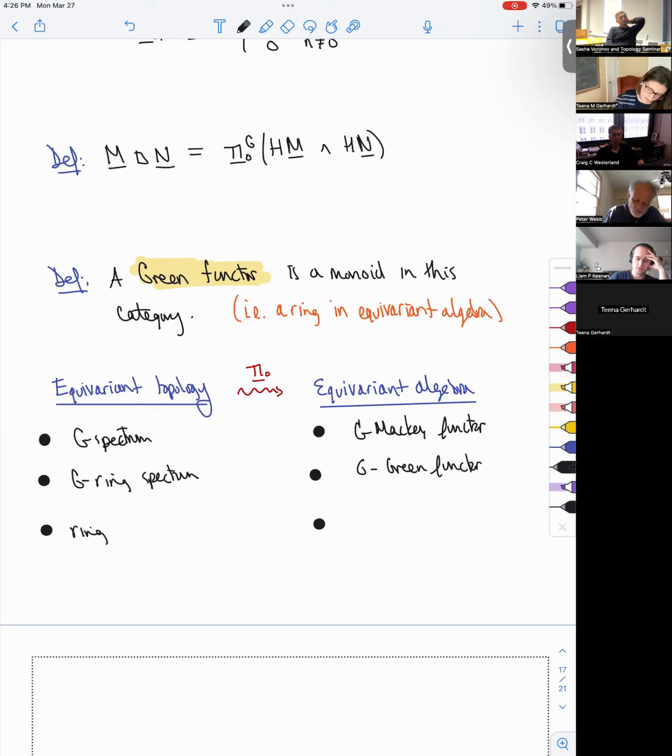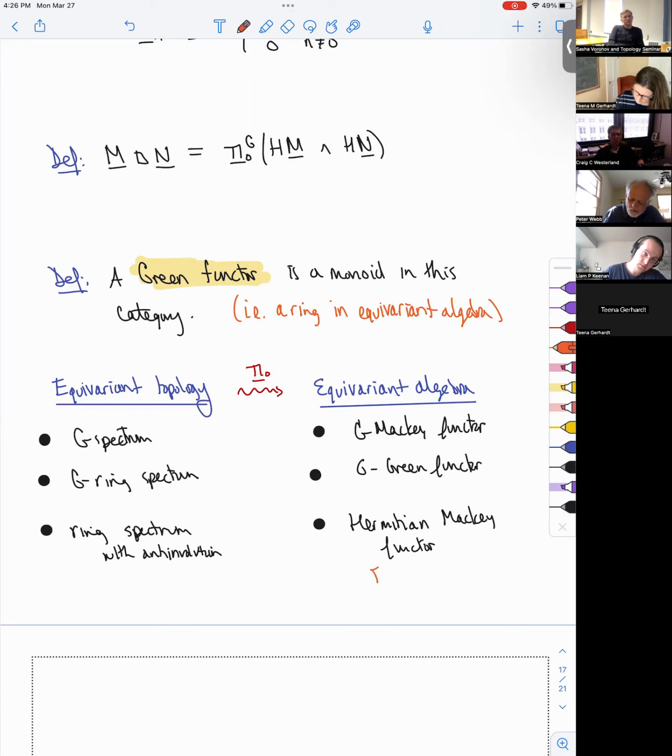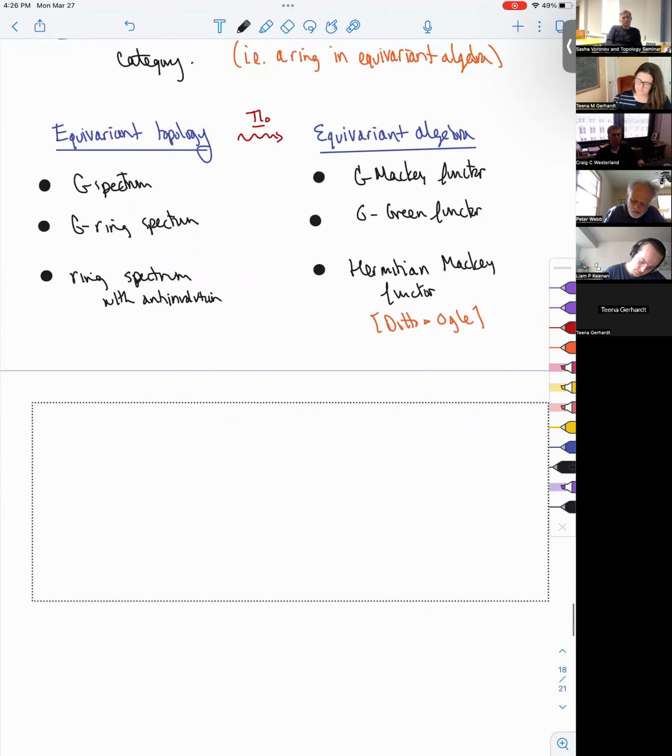But I want to feed things a ring spectrum with anti-involution. That's what I'm interested in for THR. And what you get is a special kind of Mackey functor called a Hermitian Mackey functor. That term was coined by Dotto and Ogle. I'm not going to define it because it's technical, like what makes it a Hermitian Mackey functor, but you should just think it's like the analog of a ring spectrum with anti-involution in this equivariant algebraic world.